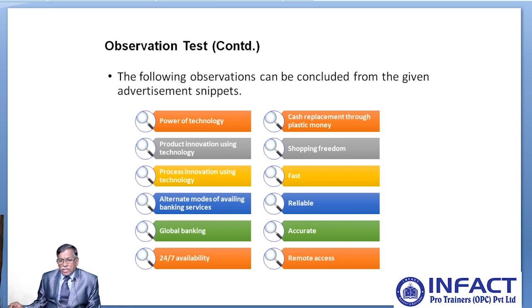The observations are: it's the power of technology, product innovation using technology, process innovation using technology, and alternative modes of availing banking services. We have something called global banking. Then banking facilities are available throughout the year, that is 24/7 availability. Then cash replacement through plastic money, which is a credit card, debit card or smart card. Then shopping freedom, where you can shop in any place with the help of plastic money. Then the activities are very fast as of today. Then banking is reliable. Then the next one is accurate. And finally we have something called remote access.